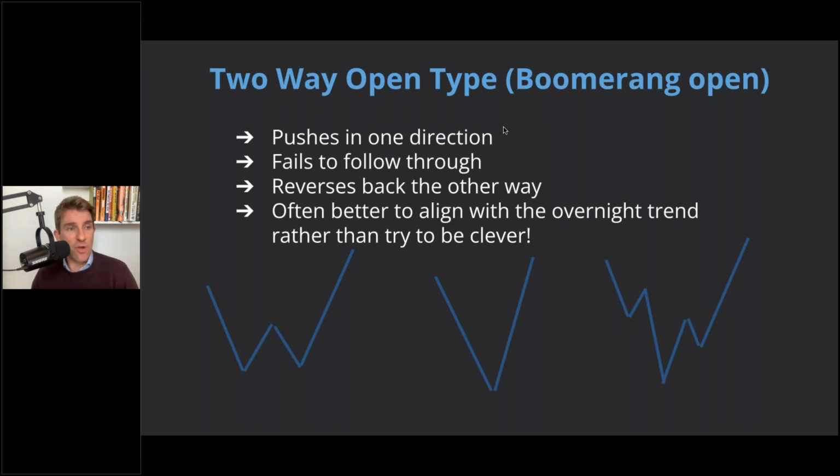So the second type of open we've got is the two-way open type. I'll call it the boomerang open. This is when it pushes in one direction, fails to follow through, and reverses back the other way. Often it's better to align with the overnight trend. So if the trend is up and we're gapping up, it's a push lower, but then reverses. There are some ideas of patterns that we'll see, and we'll look at some charts in a moment.